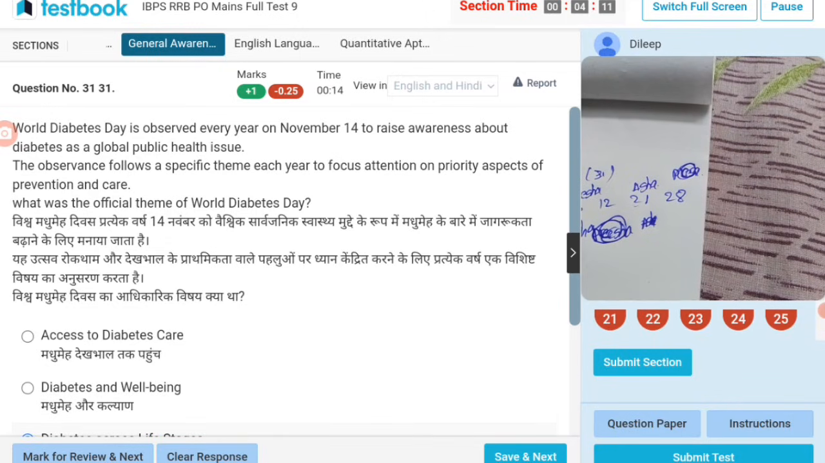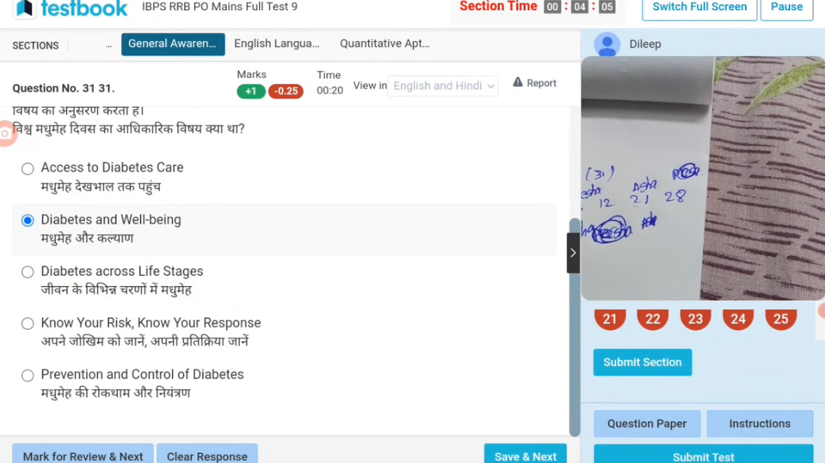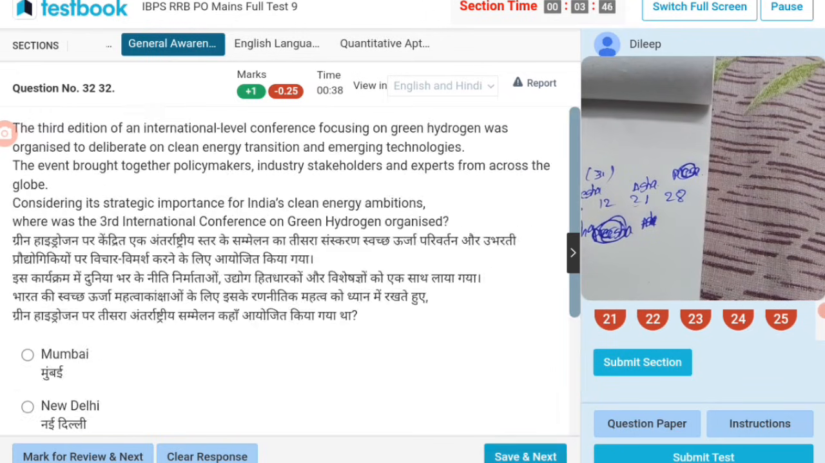World Diabetes Day is observed every year on November 14. Raise awareness about diabetes across the life stages. Know your risk, know your risk. I think it is well-being.